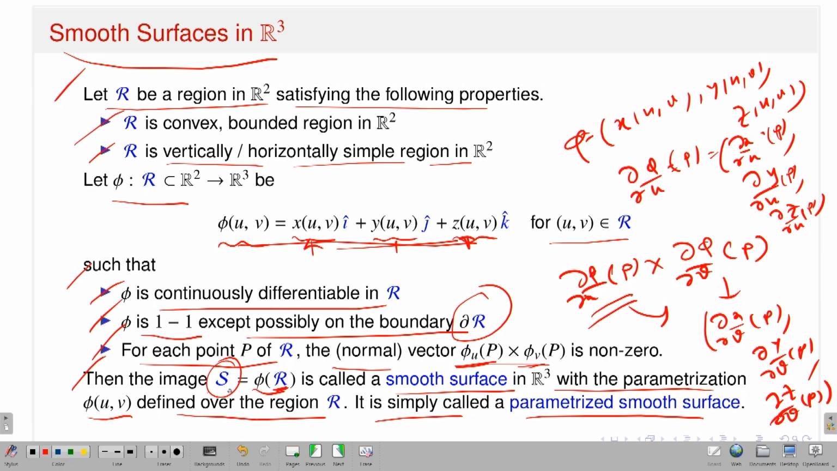Once my parameterization phi satisfies all those properties, the first two perfectly clear, the third one says that if you take a point P in R, consider the normal vector, which is del phi del u at P cross del phi del v at P, it should be a non-zero vector. If this is the case, then the image of the region R inside R2 under the map phi, which I denote as S, is called a smooth surface with parameterization phi defined over the region R, and it is simply called a parameterized smooth surface.